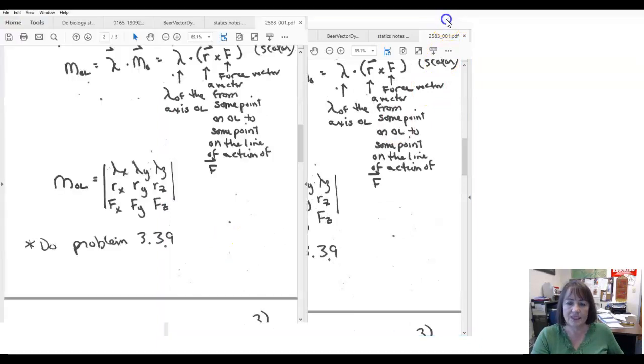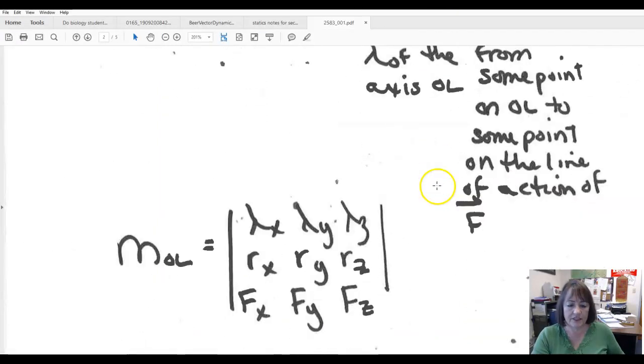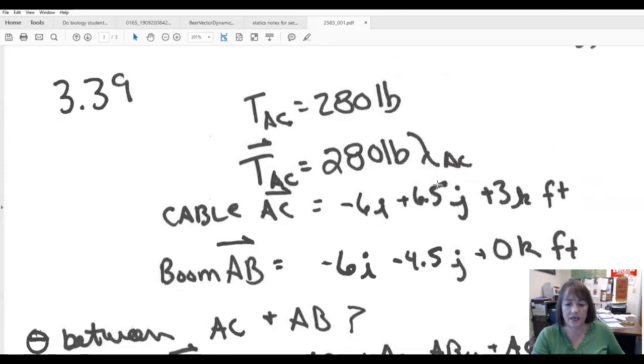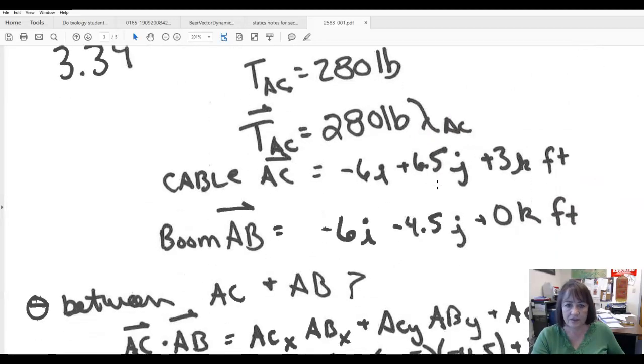Right, so as an example, I did problem 3-39, so that you'll have this in your notes. And 3-39 is in your textbook. But basically, we have a tension of 280 pounds in a particular direction, the direction being cable AC, and then we have a boom that this is attached to.